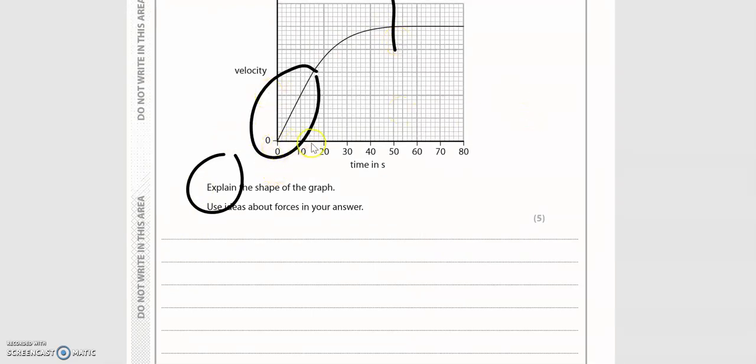So from 0 to about 16 seconds, it's got its maximum acceleration. So that means that the forces are unbalanced forwards. It's got the maximum resultant force forwards. You get 1 mark for saying that it's accelerating all the way up to 50 seconds. The 2nd mark is that means there must be a resultant force to the right. 3rd possible mark is that as it accelerates, as the speed increases, the air resistance will also increase.